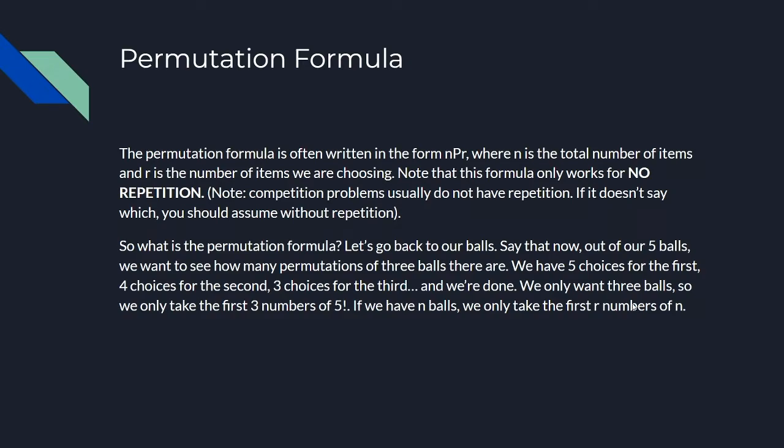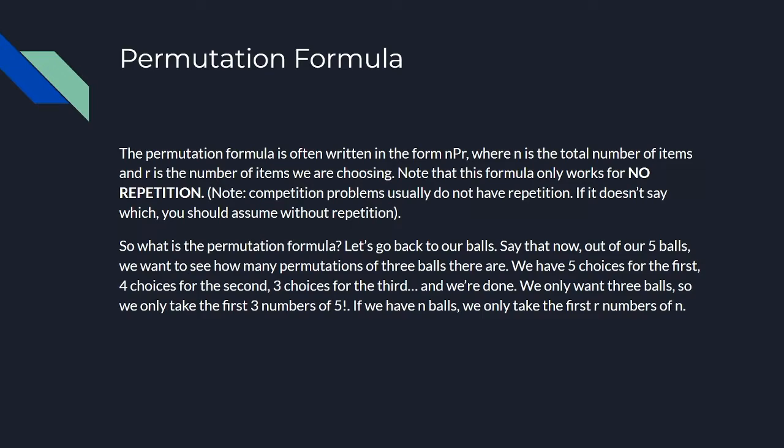The permutation formula, you often write it as nPr, where n is the total number of items, and r is the number of items we're choosing. If this gets tricky, just try to hang on. I promise this will make sense in a moment. This formula only works for no repetition. AMC 8 problems usually will not have repetition, AMC 10 will. But if it doesn't say which, you should probably assume without. So what is the permutation formula?